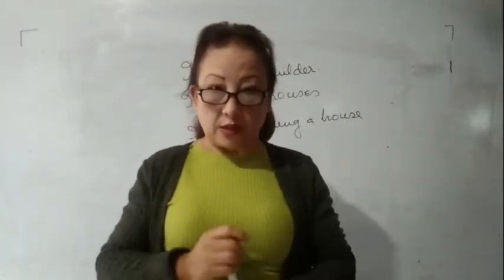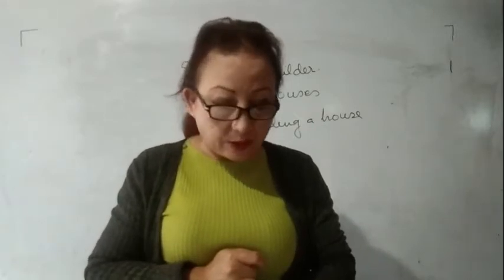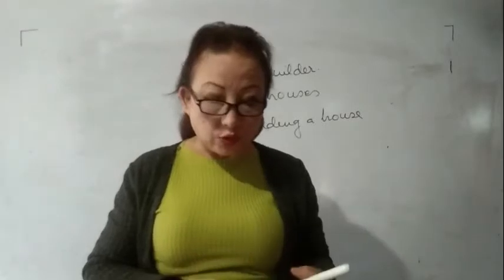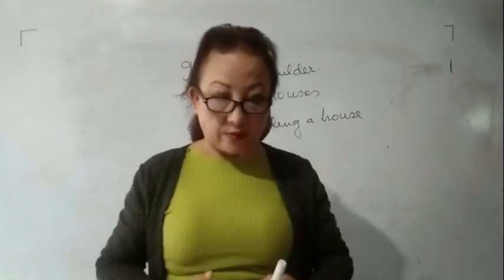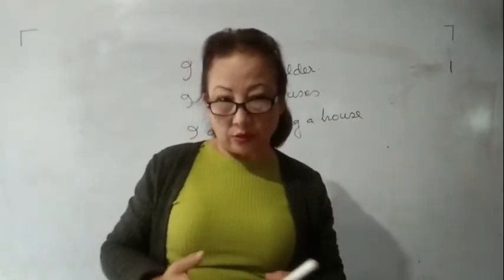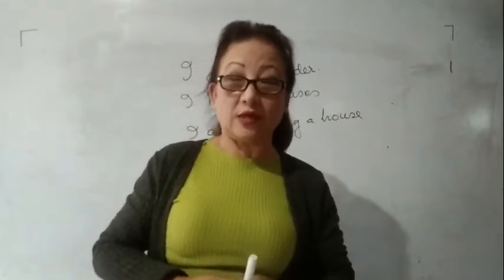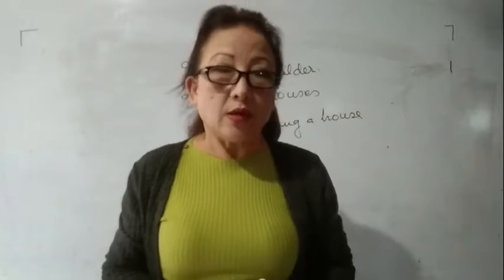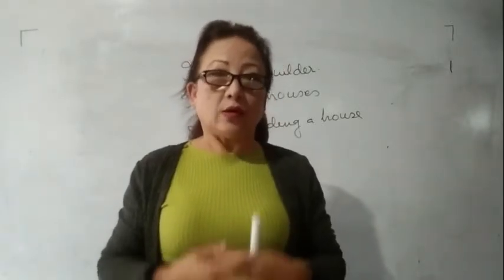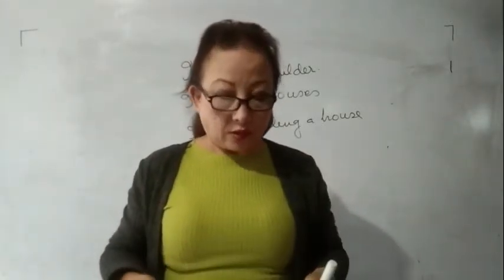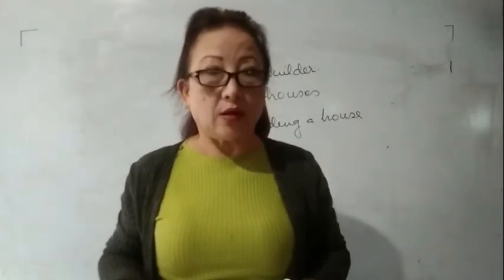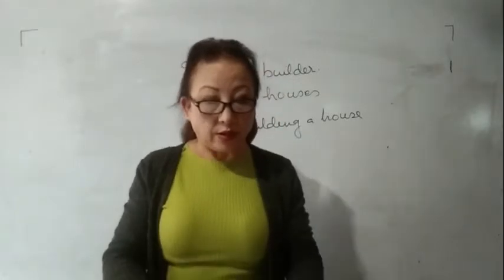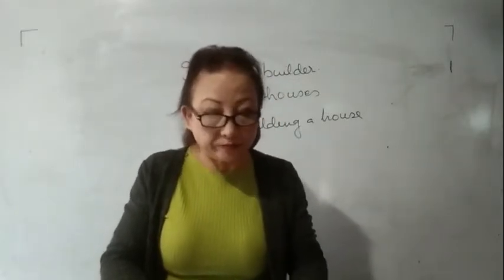So we use the simple present tense or the present definite tense to say that something is true or untrue in general. I may say the sun rises in the morning. That is a universal truth sentence, right? It is something that indicates an action that happens regularly. The sun rises in the morning. That is present definite tense.